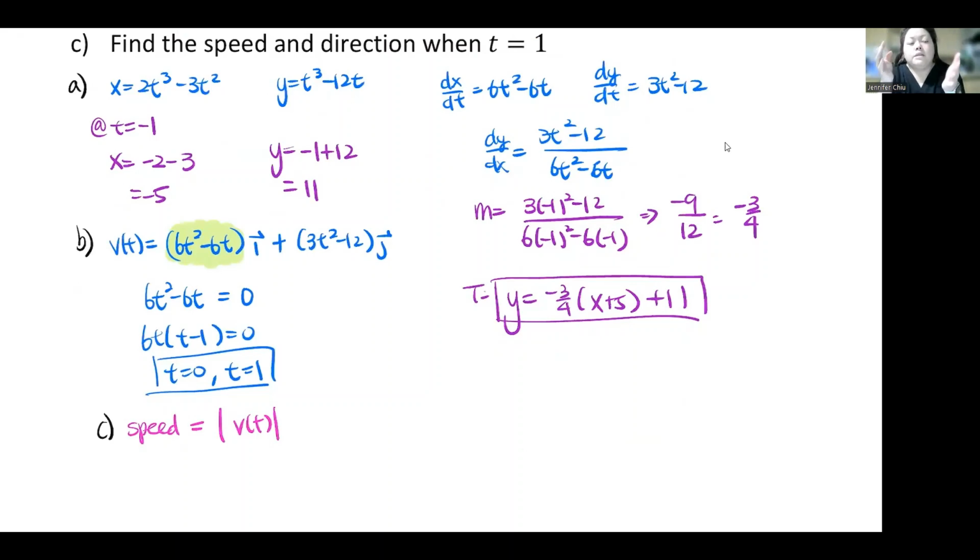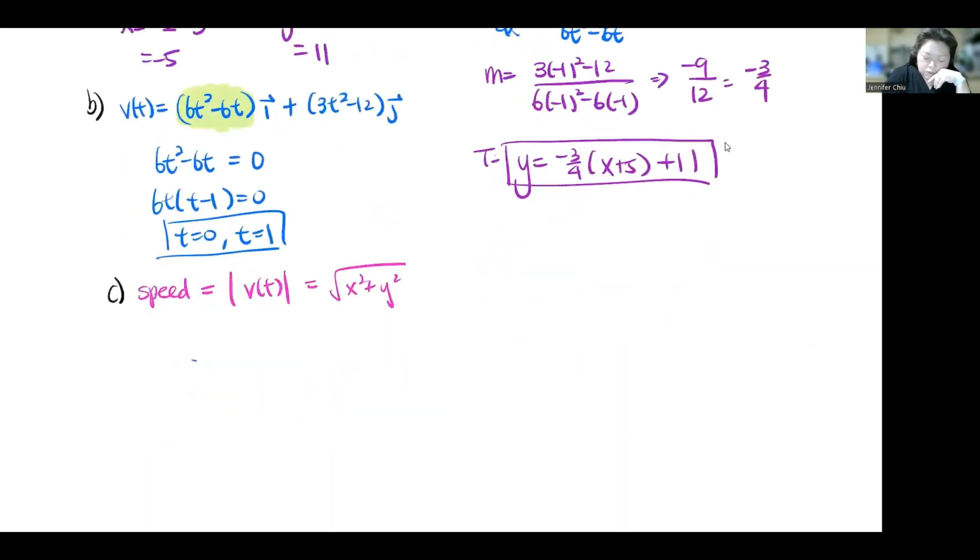So if you're looking at the magnitude, it is kind of like the Pythagorean theorem where you have the x component and the y component. So you go x component squared plus y component squared equals the magnitude squared. So v of t is really equal to the square root of x component squared plus y component squared. So your speed is equal to the square root of (6t squared minus 6t) squared plus (3t squared minus 12) squared.